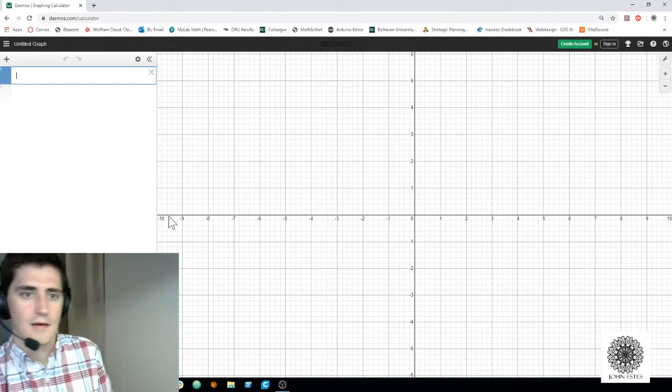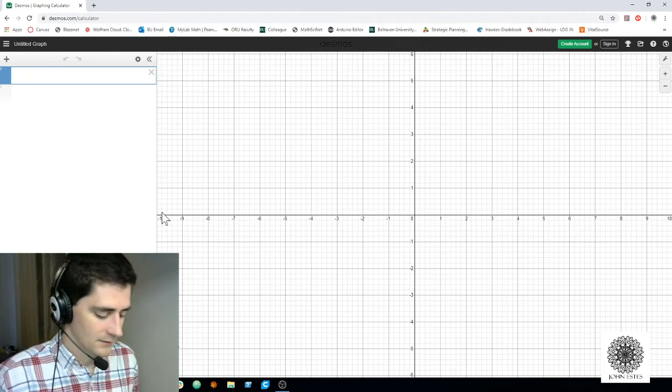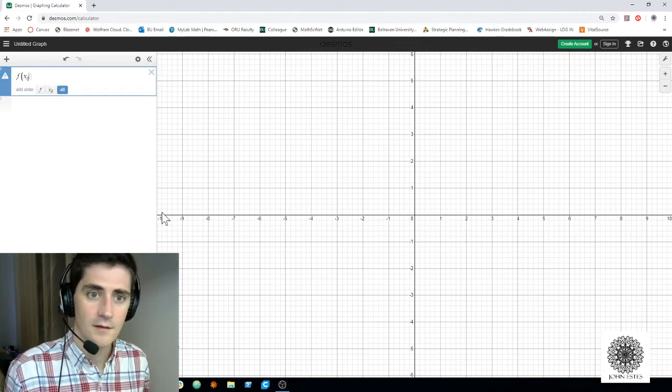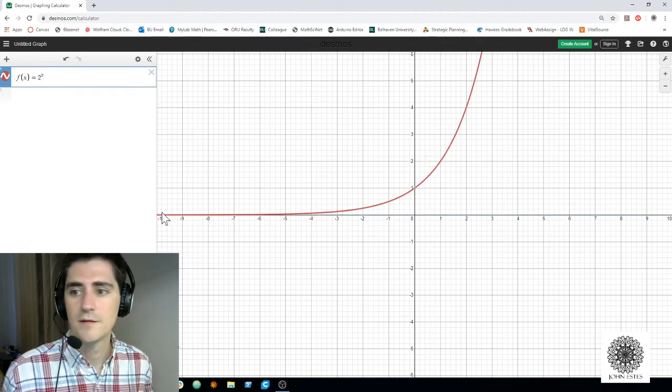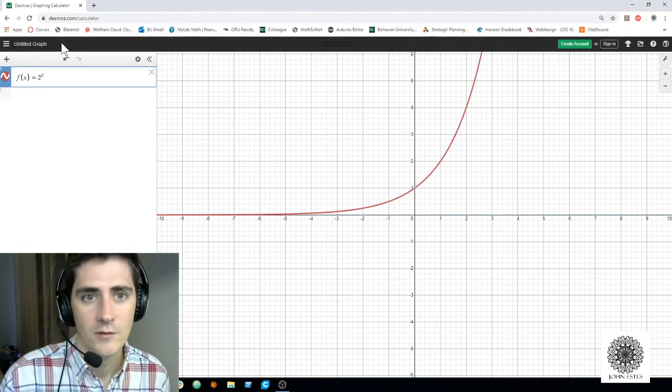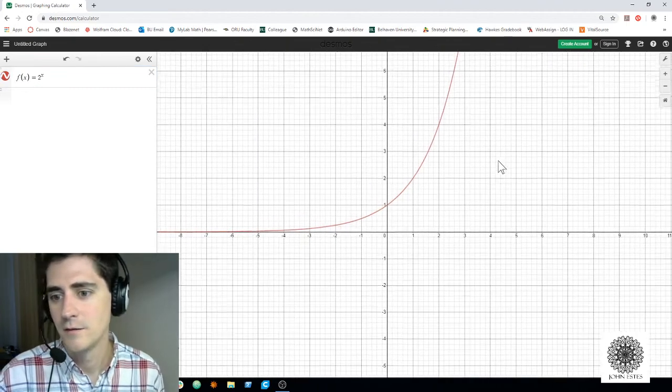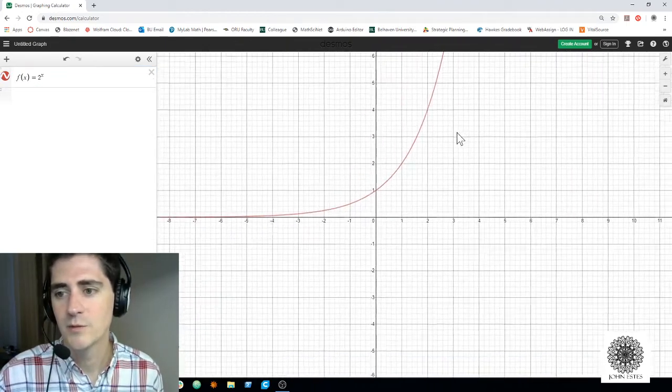All right, and we are going to graph now. Let's just graph what we just graphed. f(x) = 2^x, and this is on desmos.com. Remember, you can set up a free account. It's very useful.